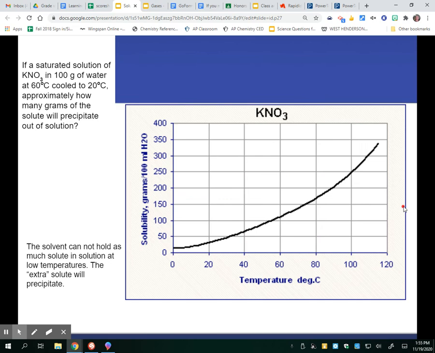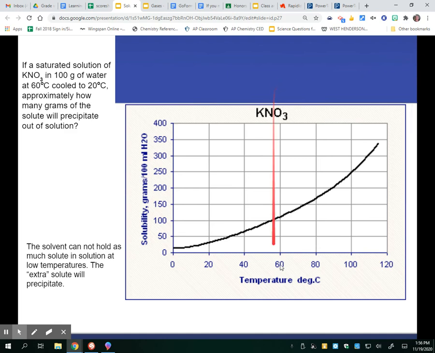Okay, another type of question that you might run into in reading solubility curves. So this involves not making a supersaturated solution. So we're not going to go through the process of tricking this at all. We have a saturated solution of this substance in 100 grams of water or 100 milliliters of water at 60 degrees C. Then we're going to cool it down to 20 degrees C. And the question is, how many grams of solute will precipitate out of solution?